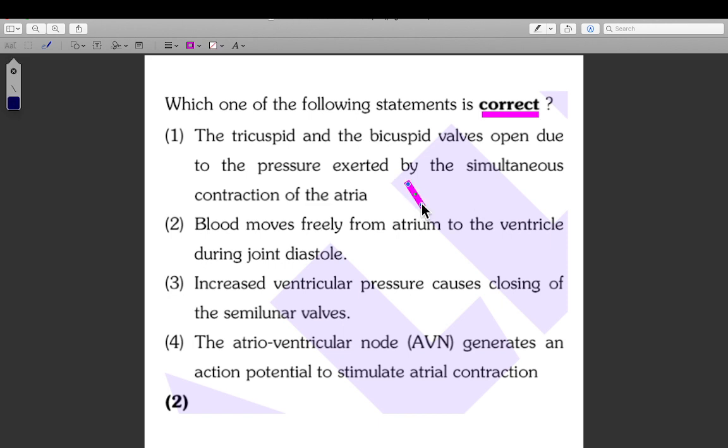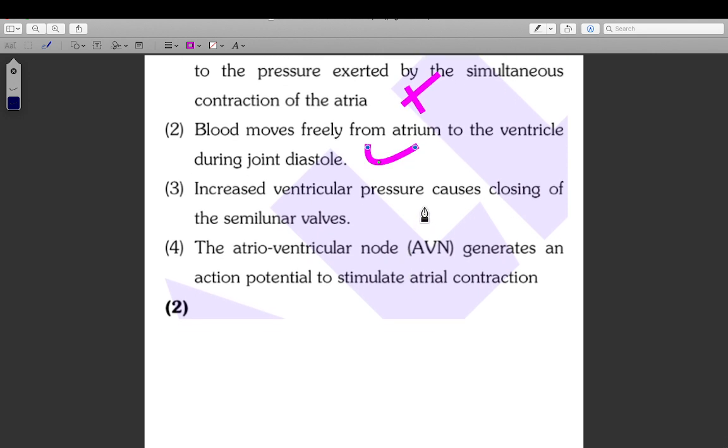No, this is wrong. They are just always open. ऐसा कुछ नहीं होता है. Blood moves freely from atrium to ventricle during joint diastole. This is correct. 70% of the blood moves freely. Increased ventricular pressure causes closing of the semilunar valves. This is wrong. ऐसा नहीं होता है. Atrioventricular node generates an action potential to stimulate atrial contraction. No, this is wrong. So the correct option is only one, which is option 2, and that is your answer as is given over here.